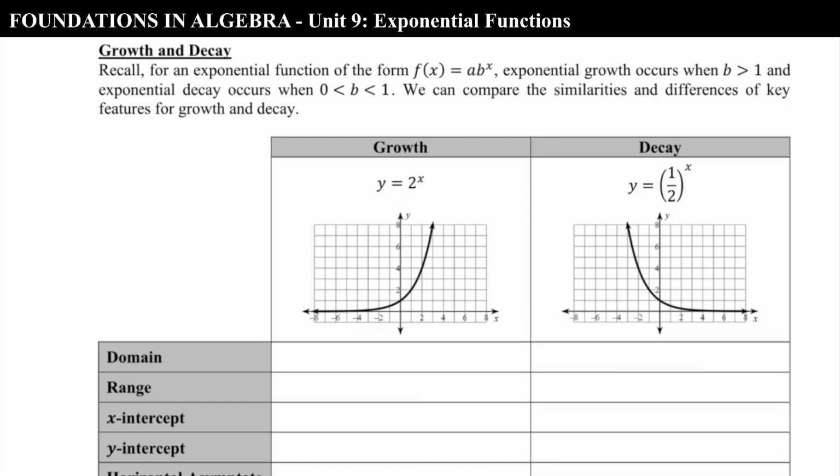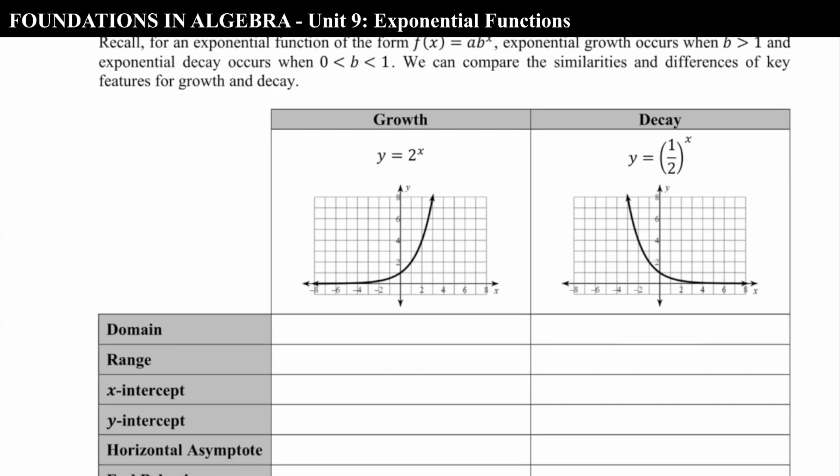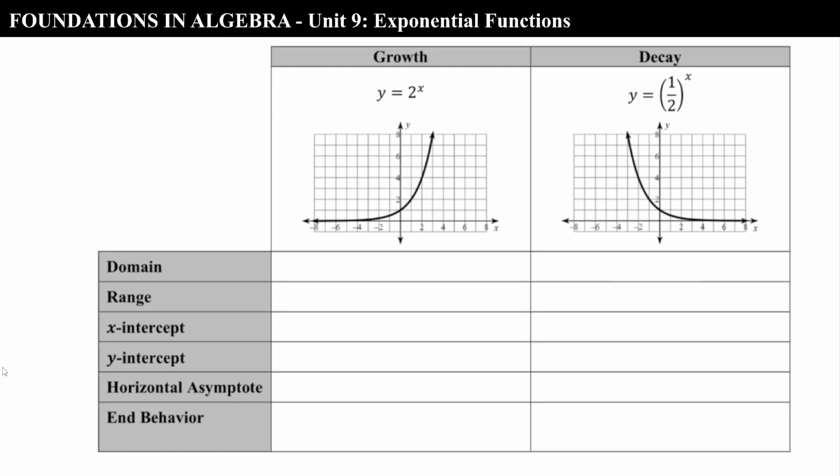Let's talk a little bit about growth and decay and how some key features compare when you take a look at a growth function versus a decay function. And the growth and decay is the only difference between those two graphs. Okay, so remember, we have exponential growth when our b value is greater than 1. That is the base of our exponent. And then it is decay when you have b between 0 and 1. So let's compare the similarities and differences of a few key features between growth and decay.